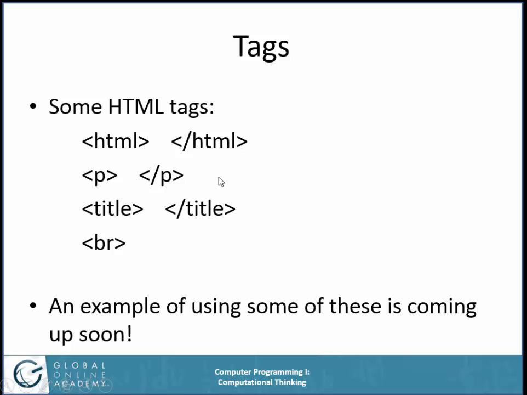Most HTML tags have a start and an end pair that go together, and the ending one has a slash with the same name as the opening one. Not all of them do. For example, BR means line break, BR for break. We're going to see an example of using some of these coming up pretty soon. But these items in angle brackets are called tags.